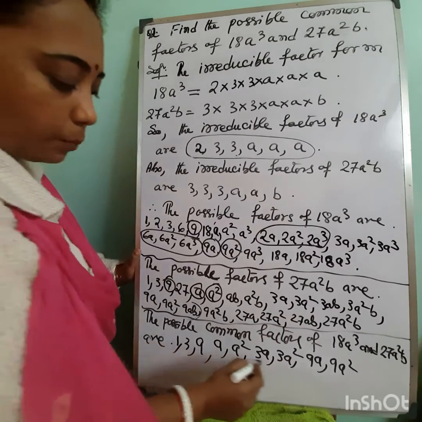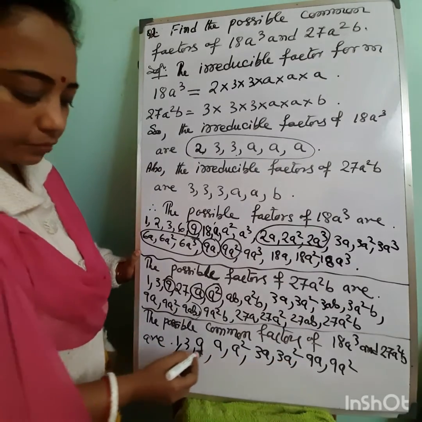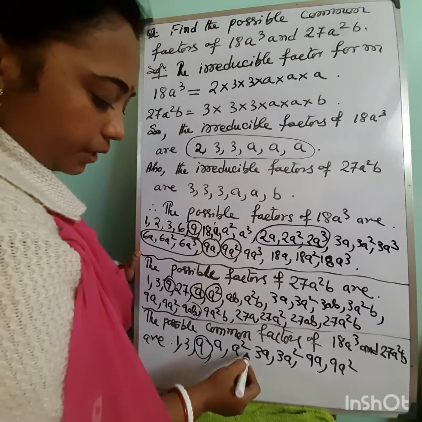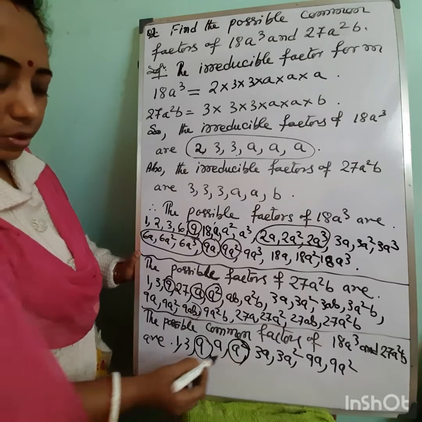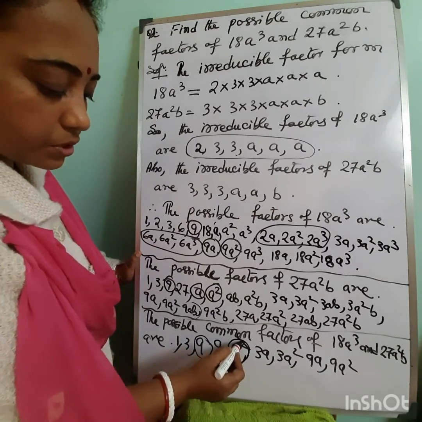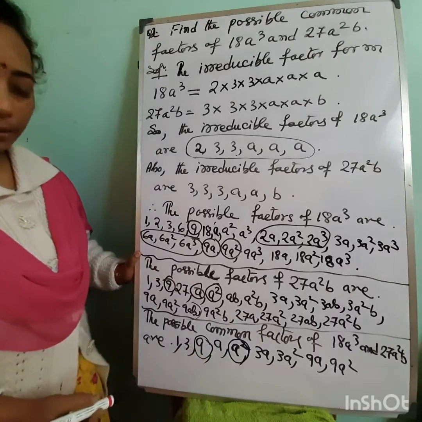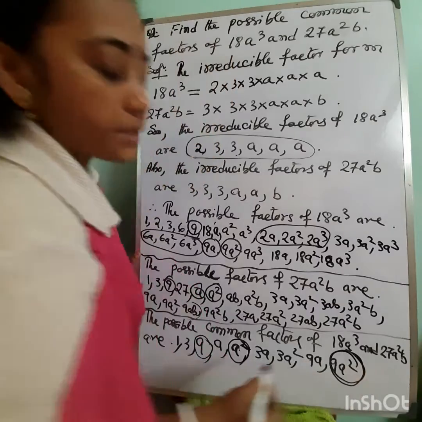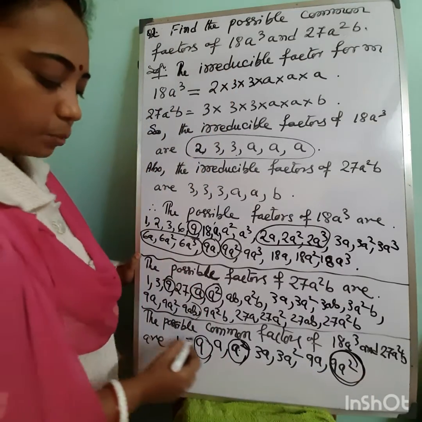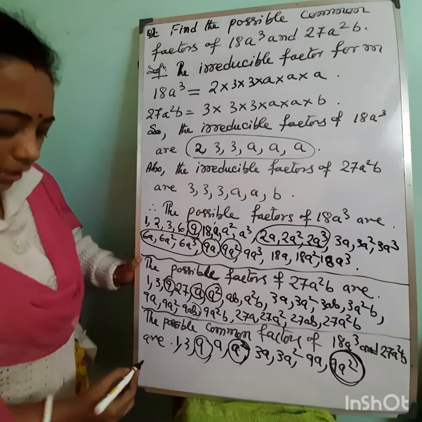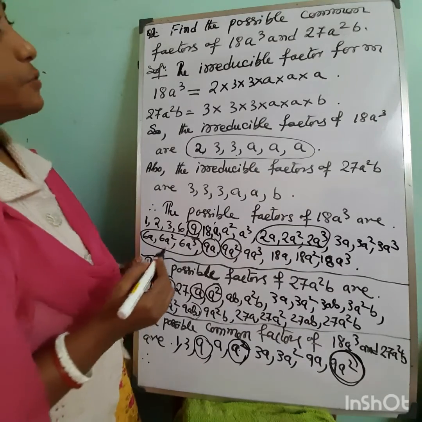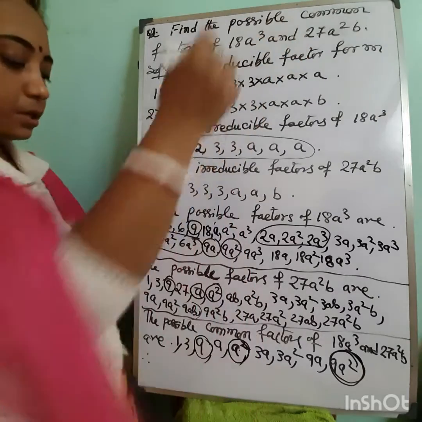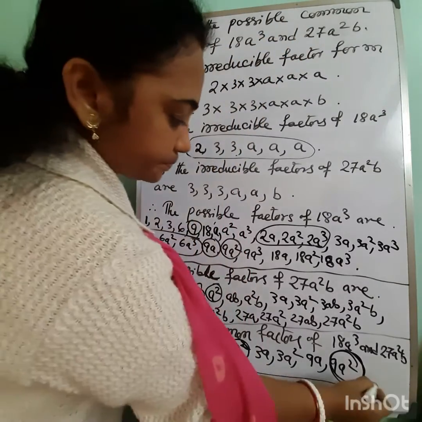Now in these common factors you can see the highest numerical value is 9 and the highest variable value is a square, because the power of a is 2, which is more than the other powers of a. So 9 multiplied by a square, that is 9a square, is the highest common factor of these two monomials. Therefore in this question, it is asked to find the possible common factors of these two monomials. So we write up to this.